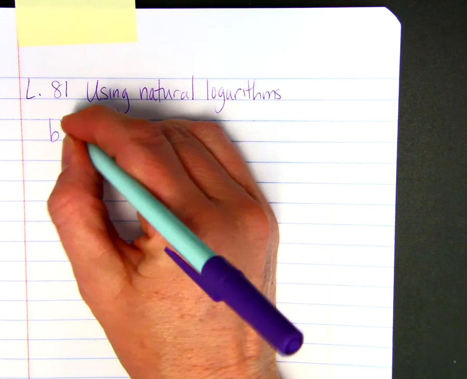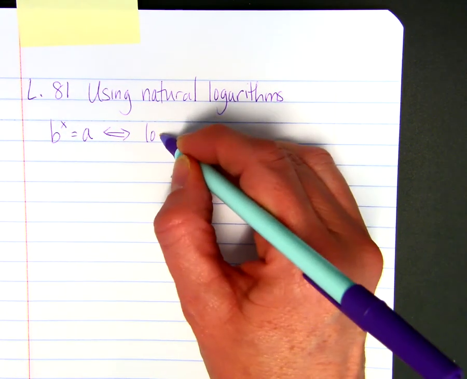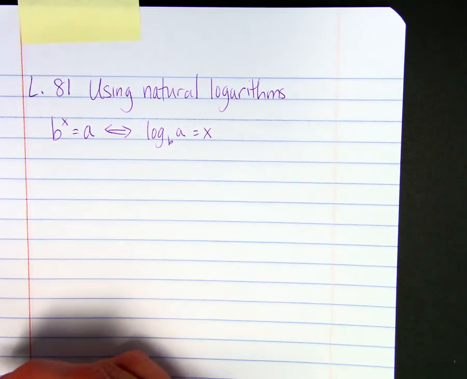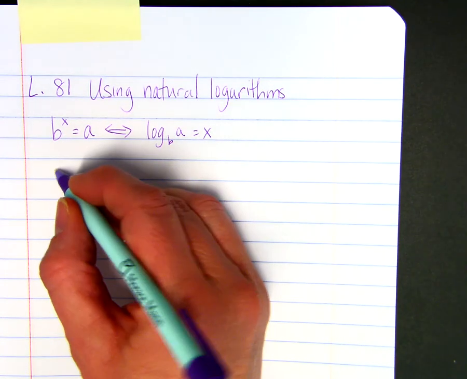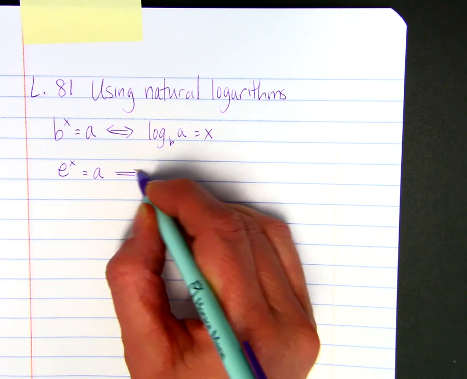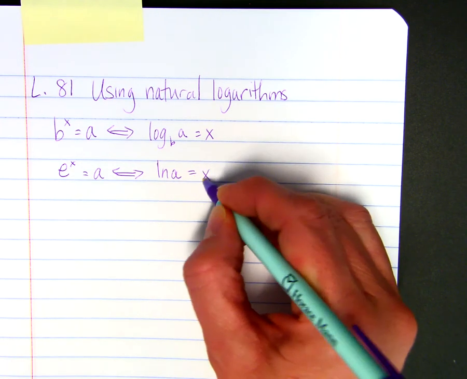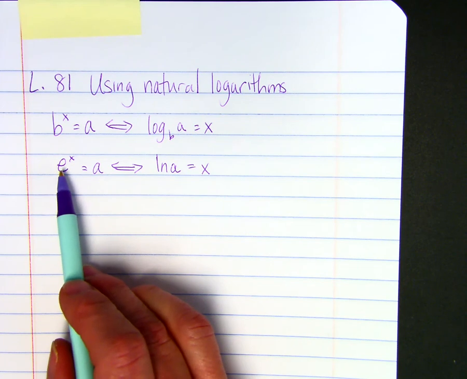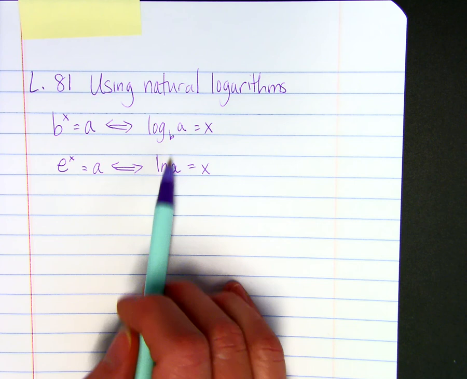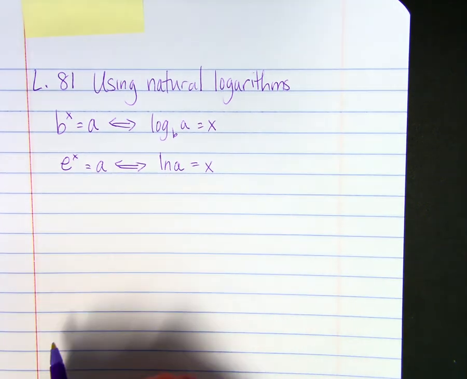So if you have b to the x equals a, if you remember, that's log base b of a equals x. Now for natural logarithms, we have e to the x equals a. That means the natural log of a equals x. So the base is just e. So it's a log base e. And instead of writing log base e, we just write ln. It's just called the natural log.